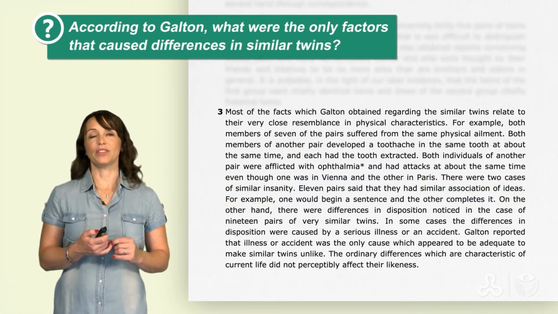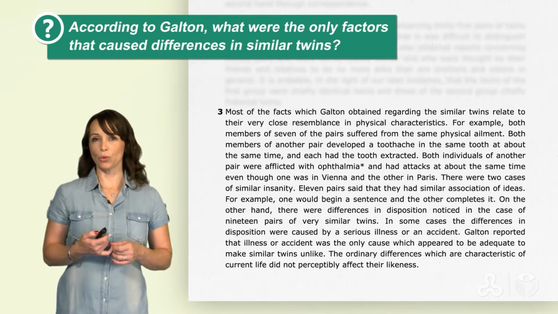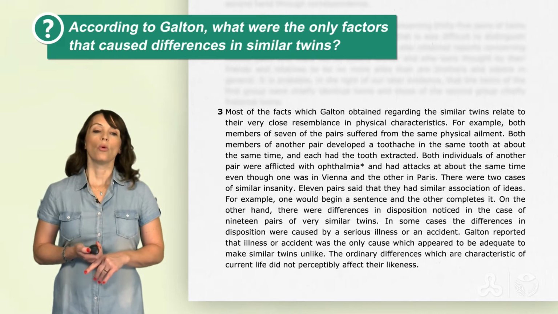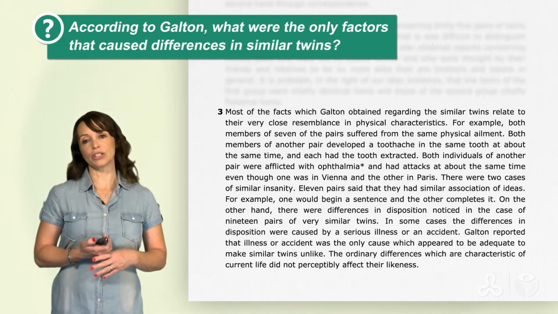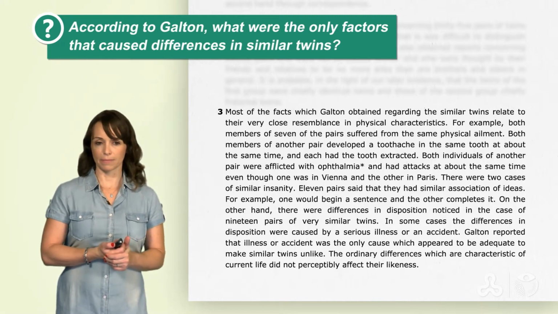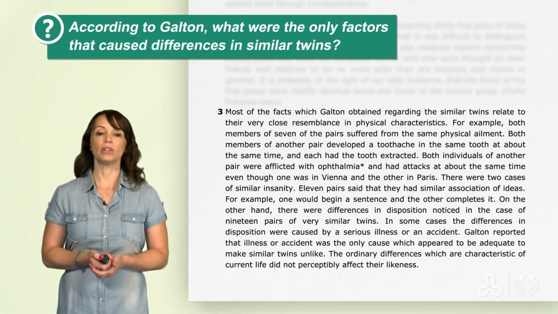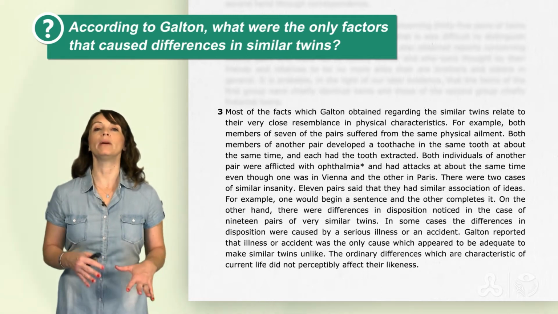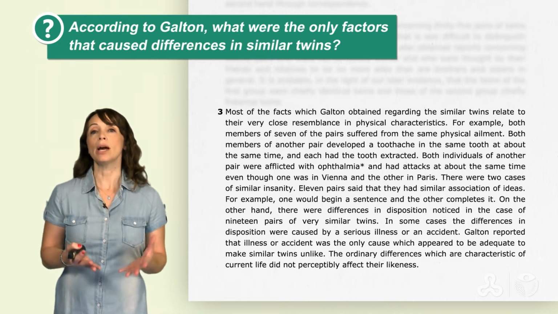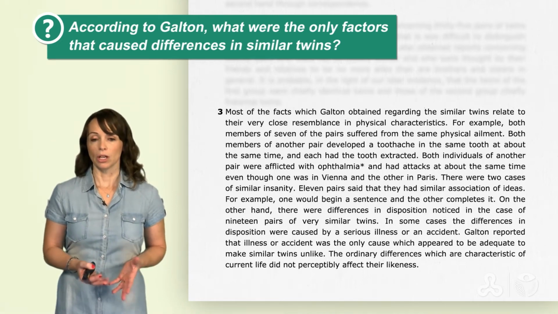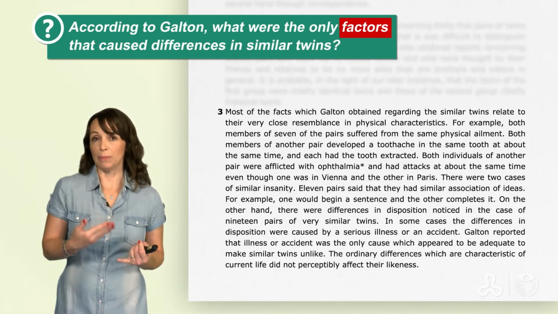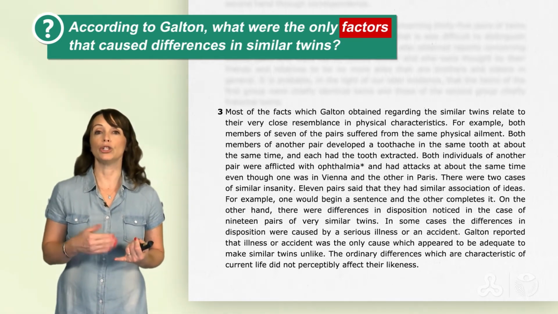Okay, so now let's look at the following question, and this question will focus on the differences. According to Galton, what were the only factors that caused differences in similar twins? So again, what were the only factors? What were the only factors that could cause differences between identical twins? So look for key words, maybe factors, because, due to.